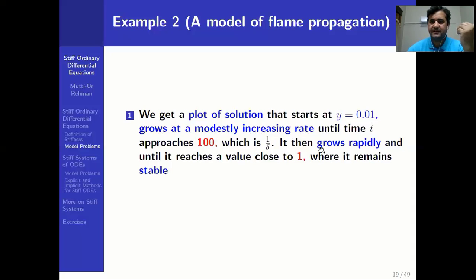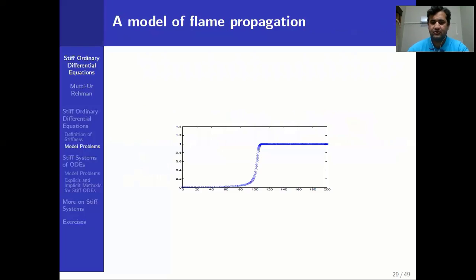After that, your solution will grow rapidly, and then it will reach this value 1, which is the maximum value, and then it will remain stable for all time. It will move very slowly. So, for instance, over here you can see the behavior.